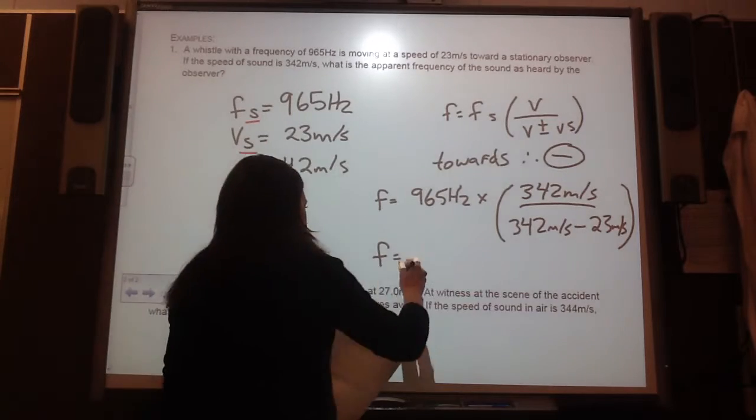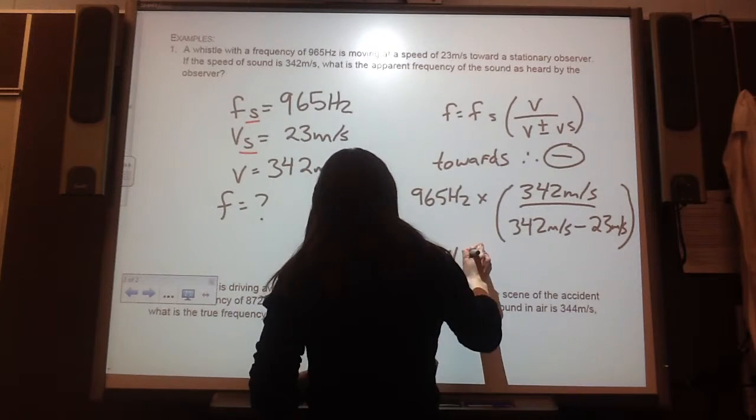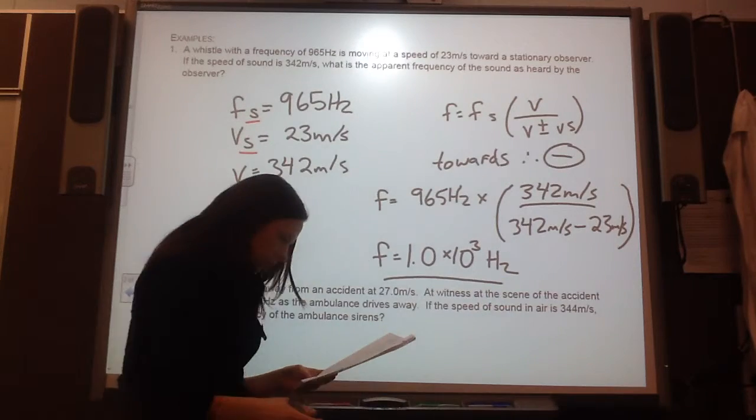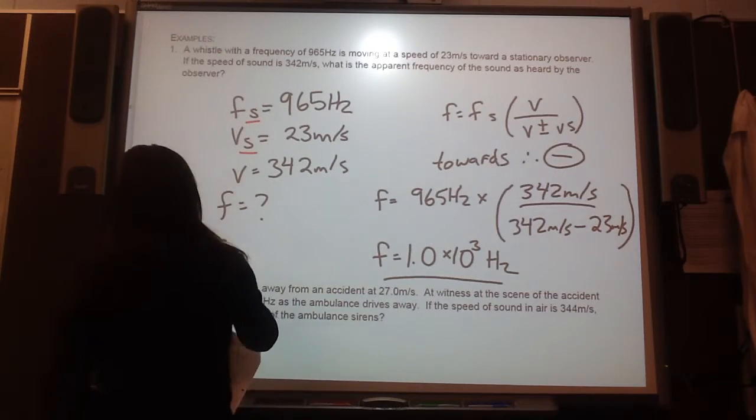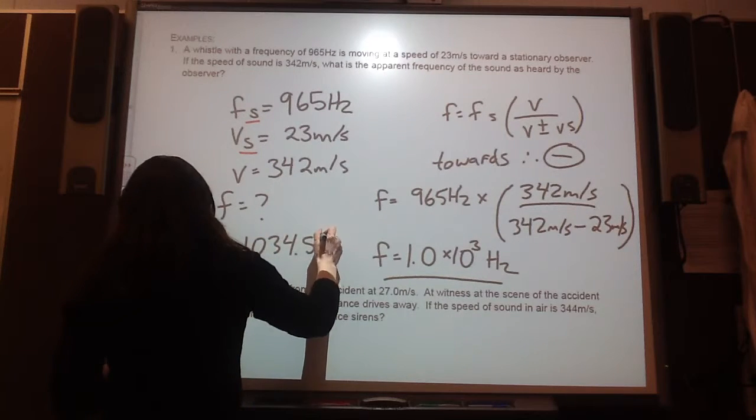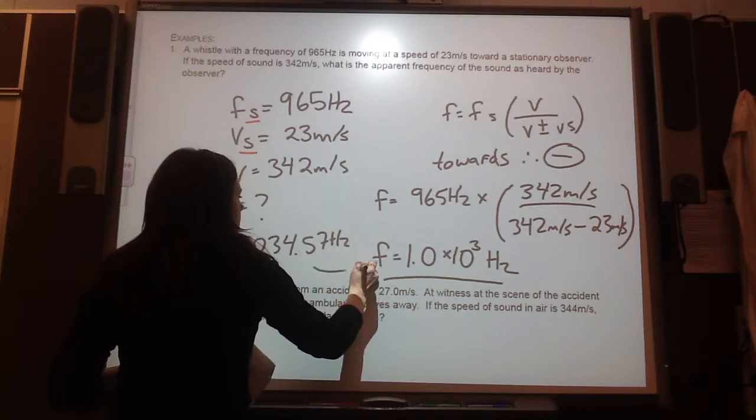So F is equal to 1.0 times 10 to the 3 hertz. After the actual calculation, 1034.57 hertz, so to two significant digits.